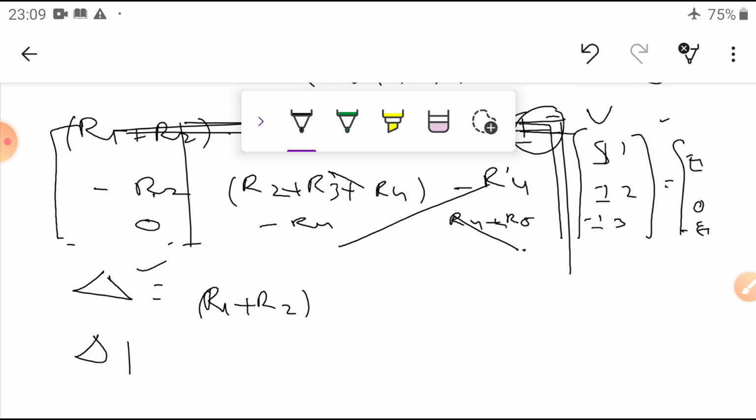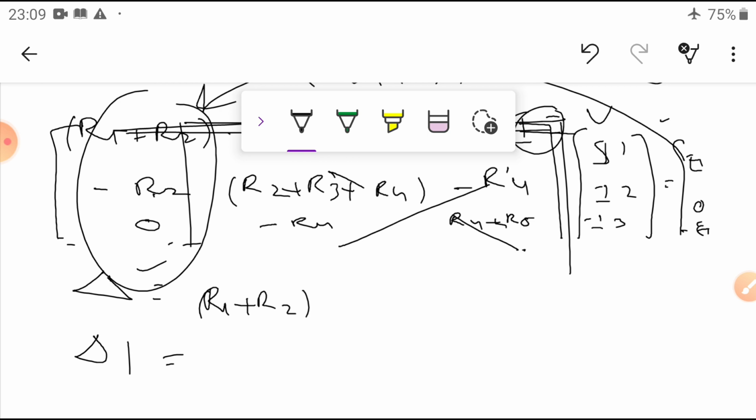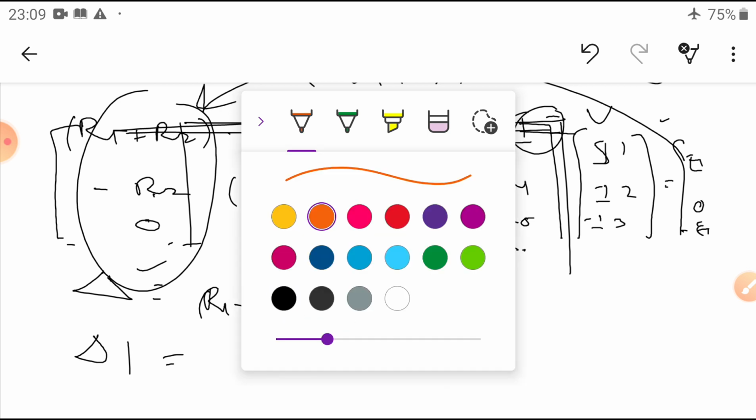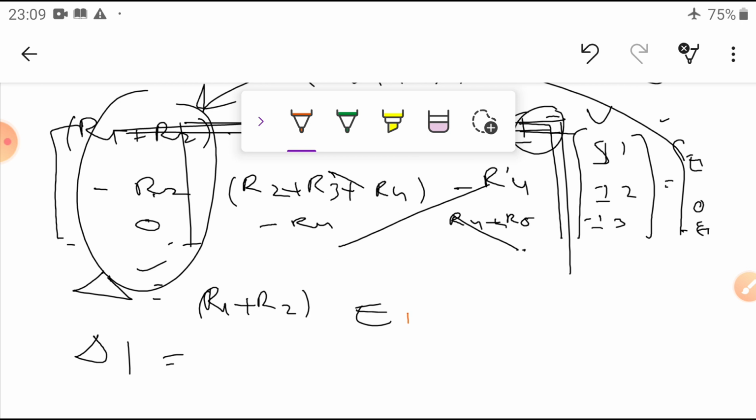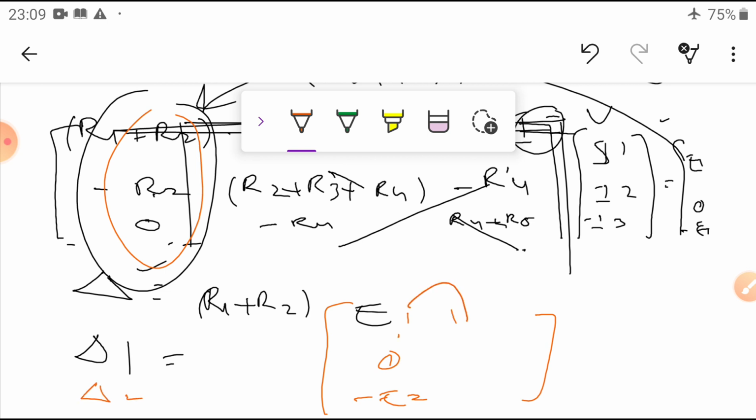I want the delta 1 value. So in the first case, you substitute the E1 value. What is delta 1? Delta 1 can simply be written with E1 here: E1, 0, minus E2 in the first column. You replace this one, the remaining portions are the same, and then we get delta 1. In delta 2, this comes to the second column. In delta 3, this comes to the third column. So it is a simple calculation of determinants, you know the determinants. By calculating determinants, we are going to know I1, I2, I3.